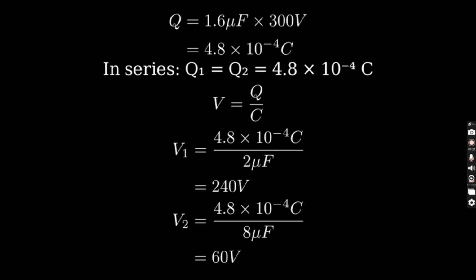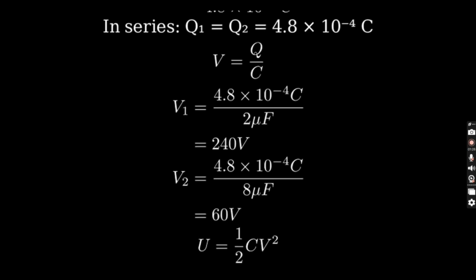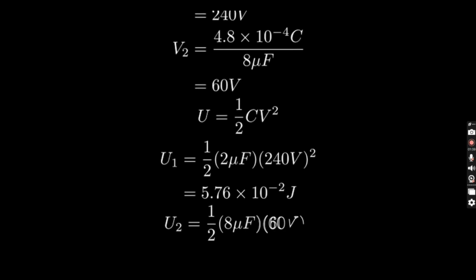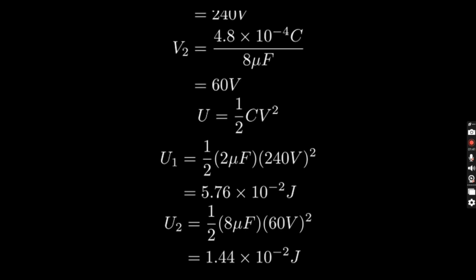Finally, let's calculate the energy stored in each capacitor. The energy U equals 1/2 times capacitance times voltage squared. For the first capacitor, that's 1/2 times 2 microfarads times 240 volts squared, giving us 5.76 times 10 to the negative second joules. And for the second capacitor, we get 1.44 times 10 to the negative second joules.